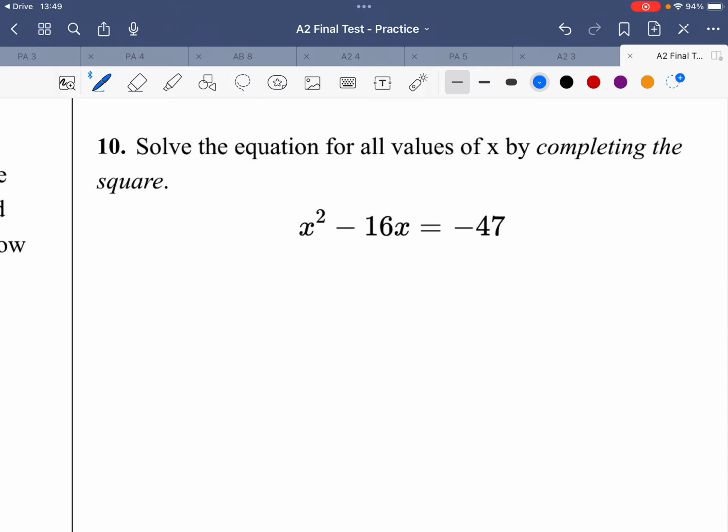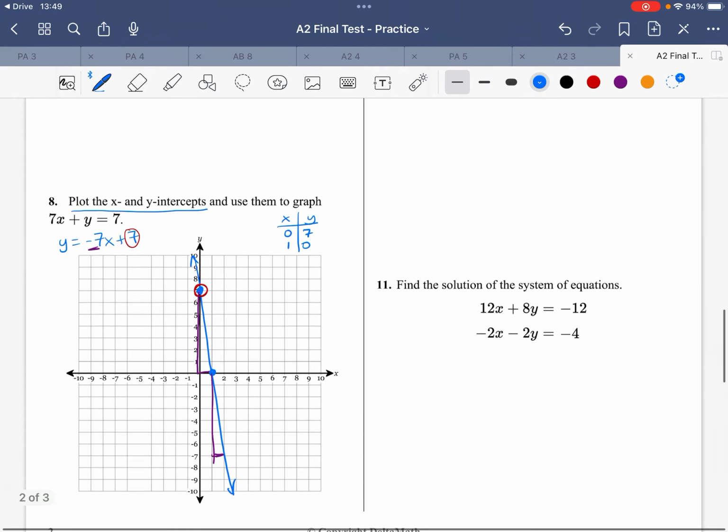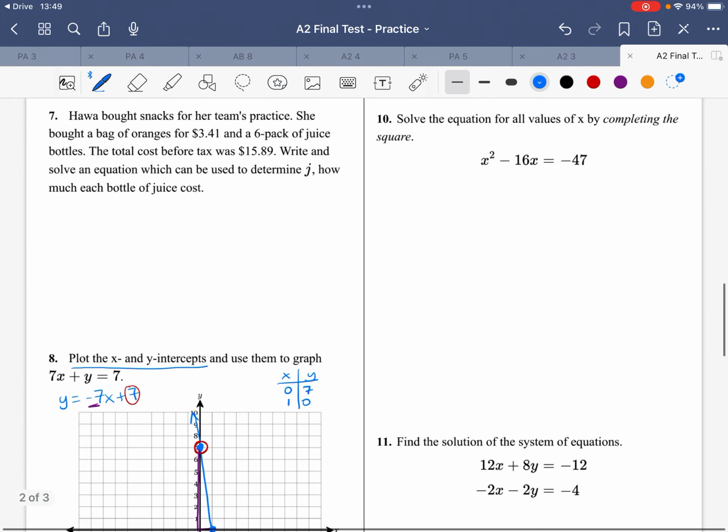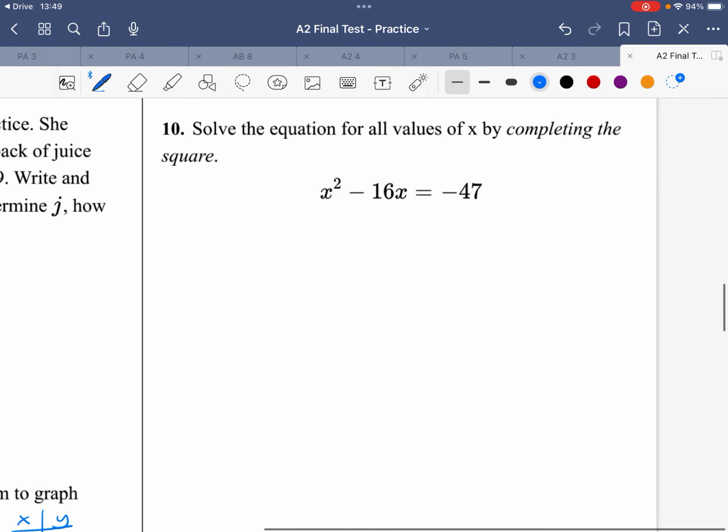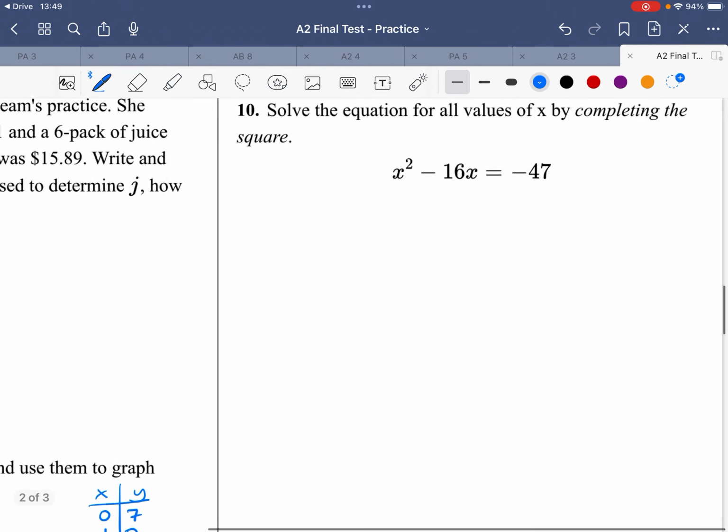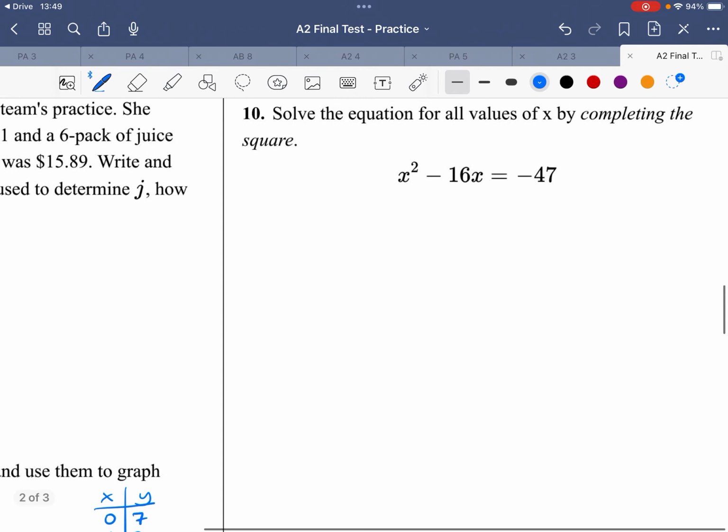Number 10, solve the equations for all values of x by completing the square. Even though it says by completing the square, for the final test, if you want to do it using the quadratic formula, that's fine too. These are problems that are going to have irrational answers, that is answers with a square root, so you cannot solve them by factoring. But I'm going to do it by completing the square.